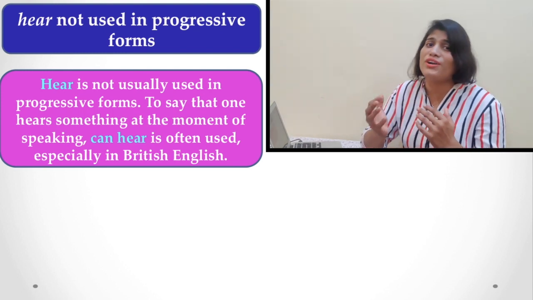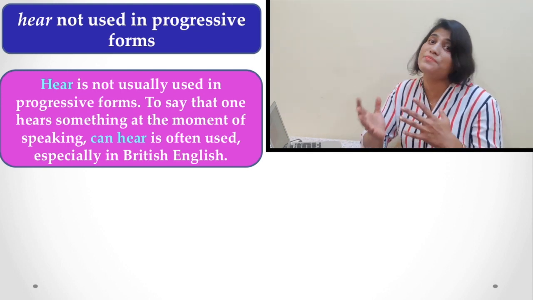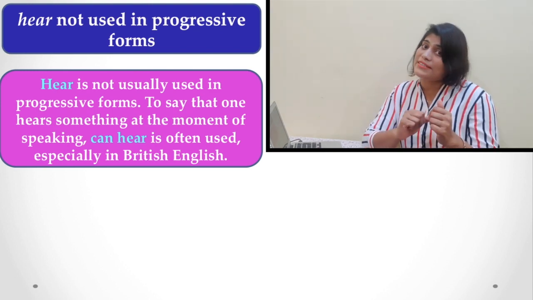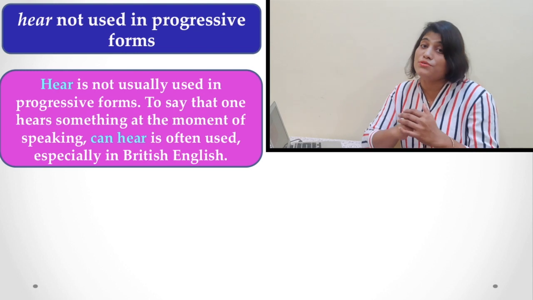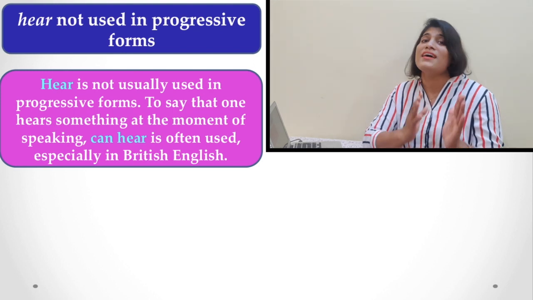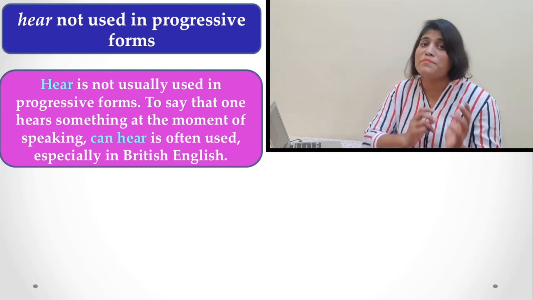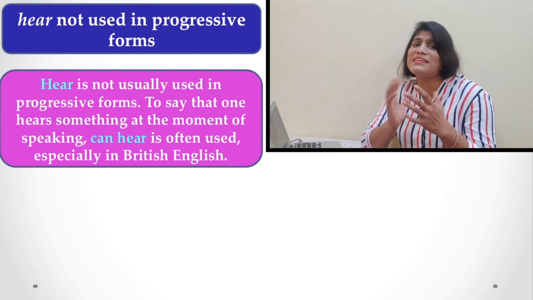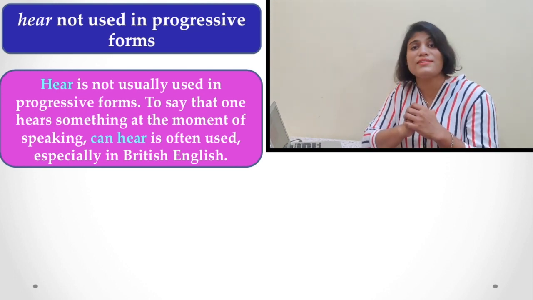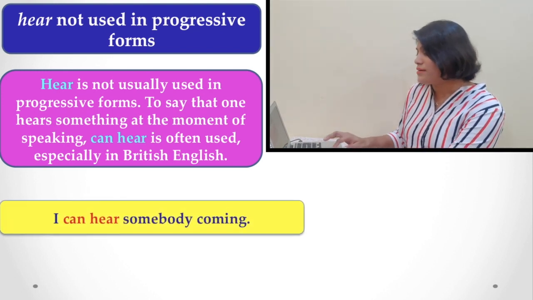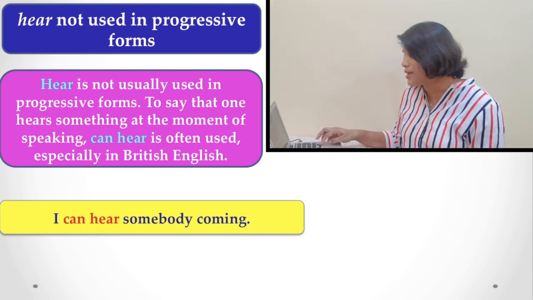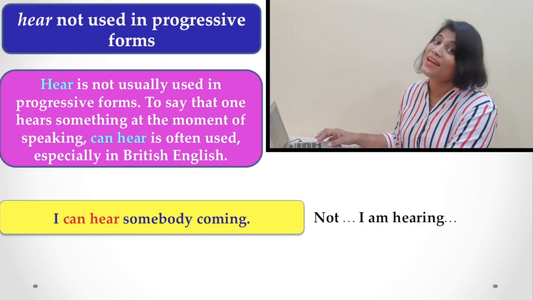Now, this is another very important feature of the verb hear. Hear is not used in progressive tense. So, I was hearing is not a proper use. In British English, can hear can be used, but I am hearing is not used, because hear is not used in continuous or progressive tenses. But in the case of listen, you may find the use of listening also, because listen is used in the progressive form. So here, I can hear something coming. You can say I can hear something coming, but you never say I am hearing something coming.